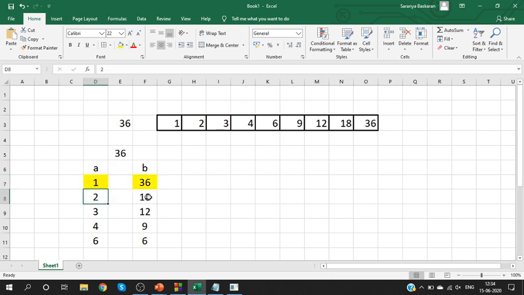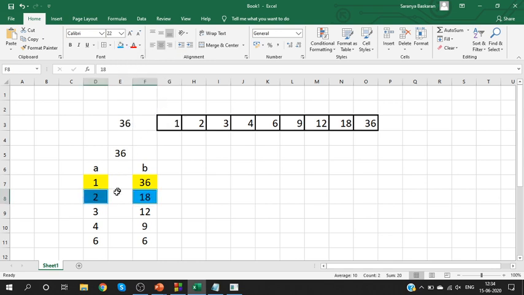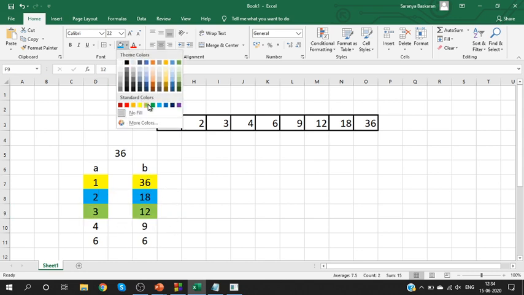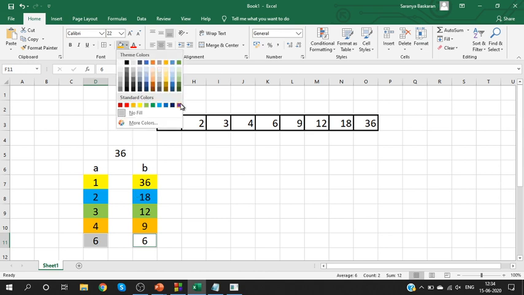36 itself. 2 into 18 will give you 36. Next one, 3 into 12 will also give you the answer as 36. 4 into 9, the answer will be 36. 6 into 6. If you take it as 6 into 6, your answer will be 36.